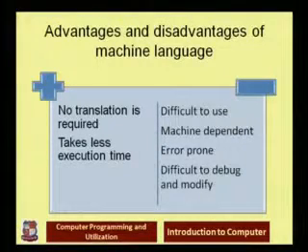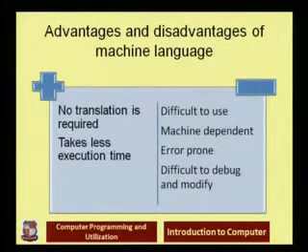Now these are the advantages of machine level language, but it has disadvantages also. So what are the disadvantages? The first disadvantage of machine language is that it is difficult to use, because all the operation codes and instructions are written using binary language sequences. So it is difficult for anyone to write or remember such codes and write a program.